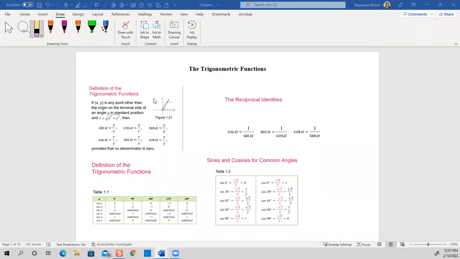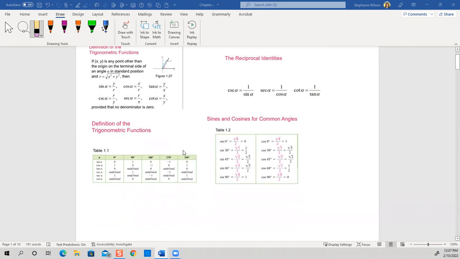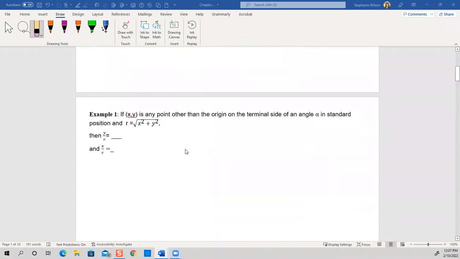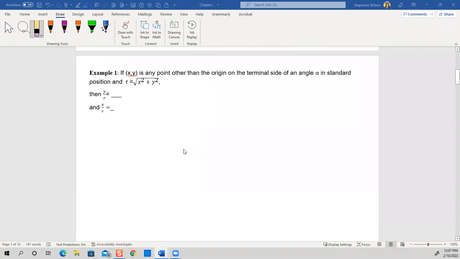Trigonometric functions. As you can see on this first page here, there are some definitions and some identities and common angles. These are really helpful and important. I would write them down on a flashcard or a formula sheet. So let's get started on solving example 1.